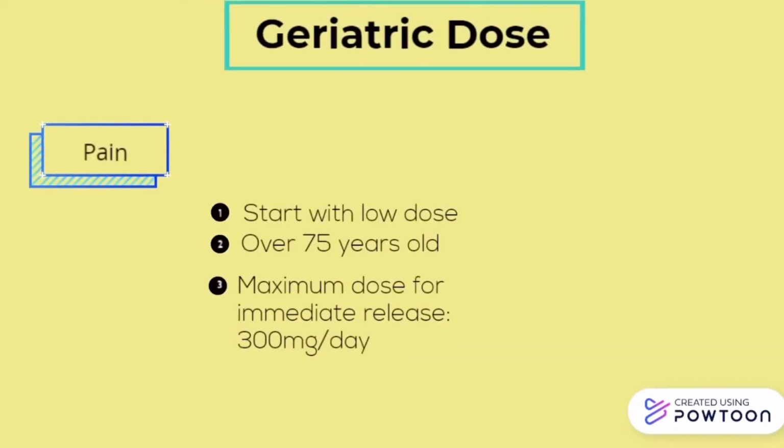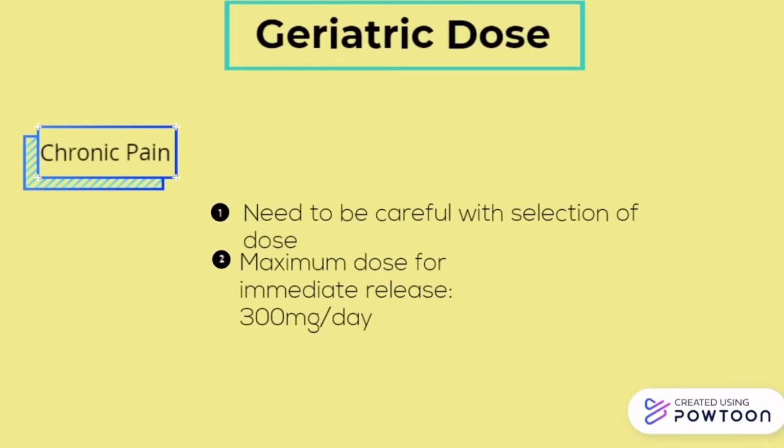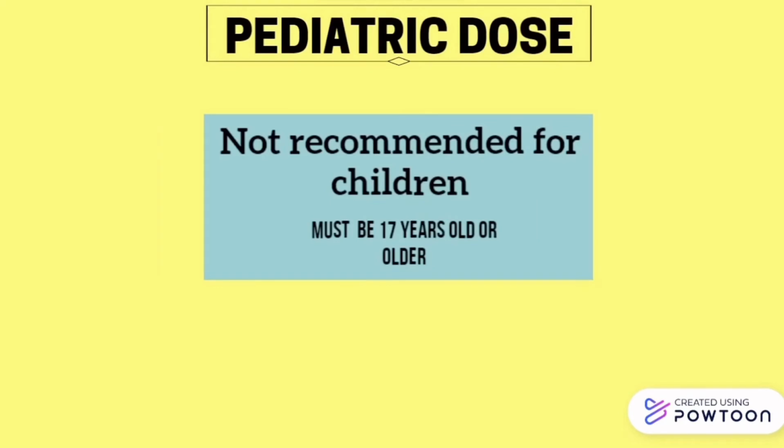Geriatric dose. For pain condition, the patient needs to start with a low dose. The patient must be over 75 years old, and the maximum dose for immediate release is 300 mg per day. For chronic pain condition, we need to be careful with selection of dose, and the maximum dose for immediate release is 300 mg per day. For pediatric dose, this is not recommended for children. It must be 17 years old or older to give this Tramadol.